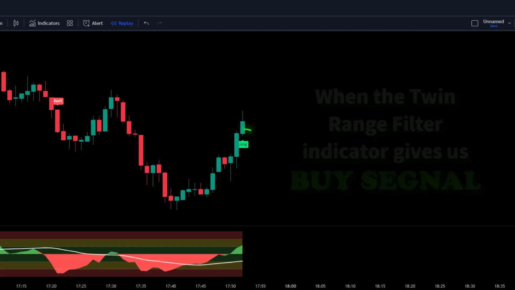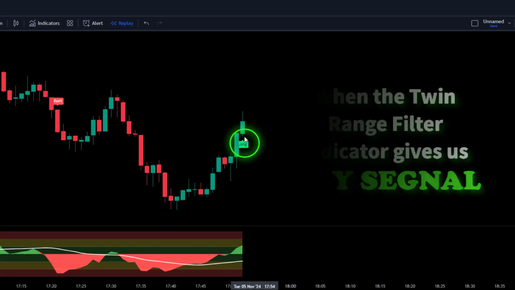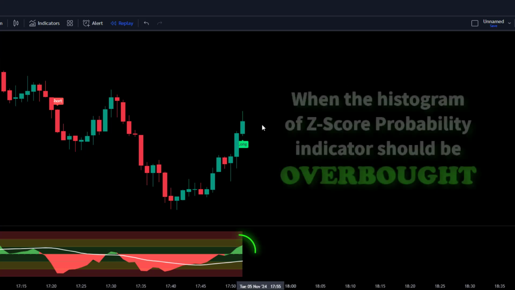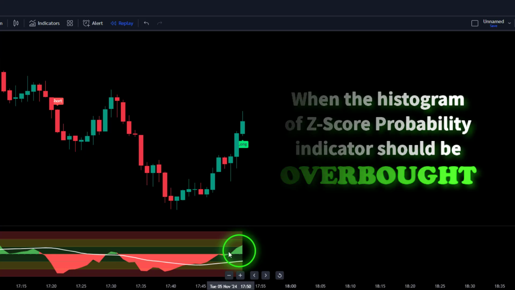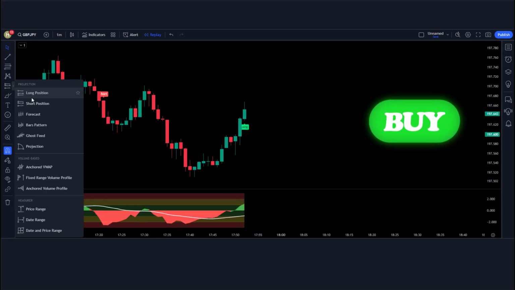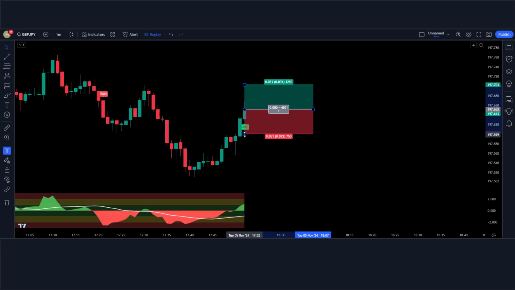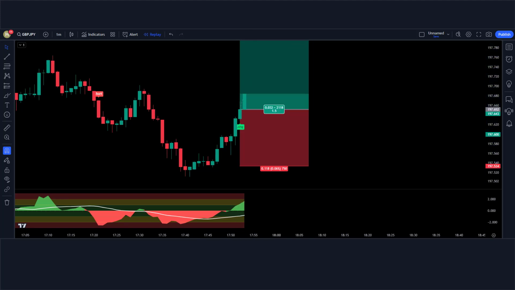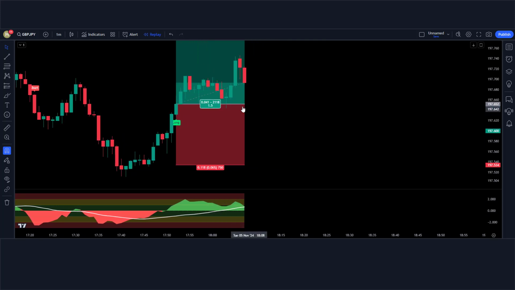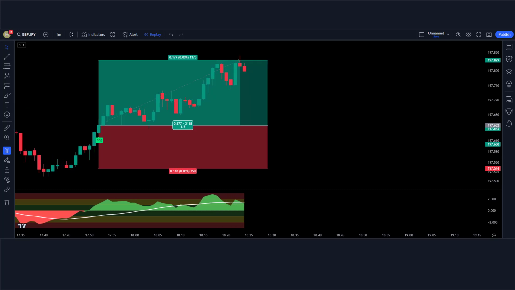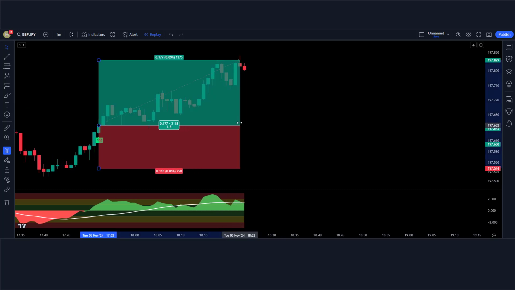Now, let's understand the concept where we will take buy and sell trades based on their conditions. When the twin range filter indicator gives us buy signals. When the market forms a bullish candle. When the histogram of Z-score probability indicator is overbought. If this condition is fulfilled, then we will place buy order. Our stop loss will be placed at the current market's lower level. And the risk to reward ratio will be 1:1.5. The market has completely hit the target.